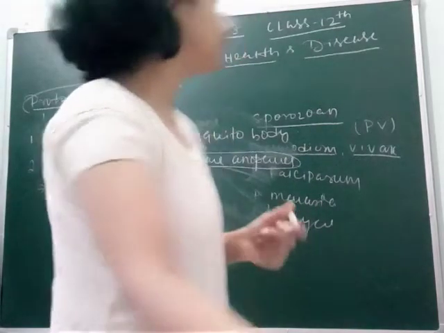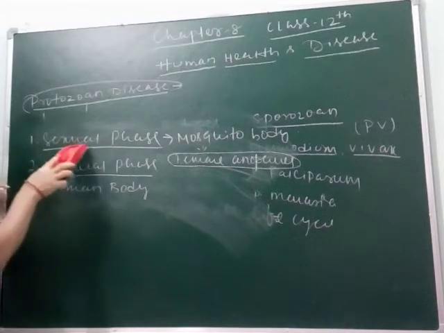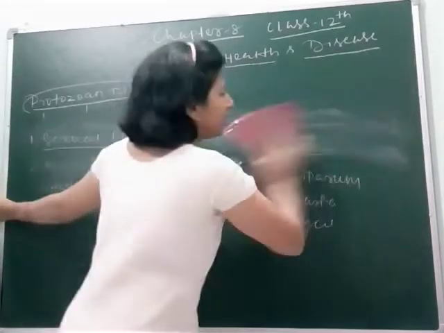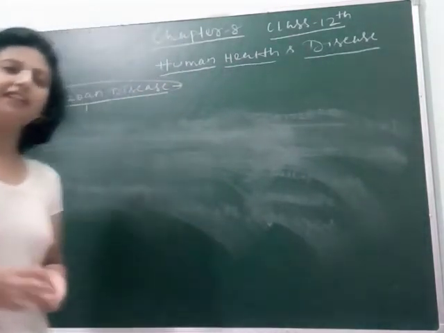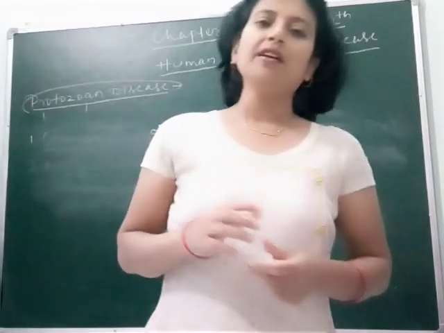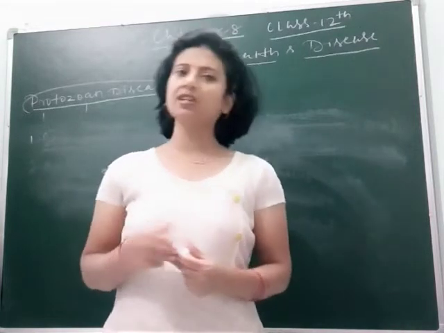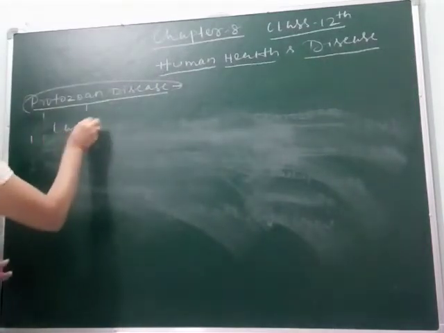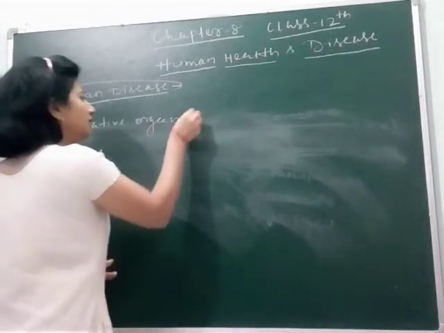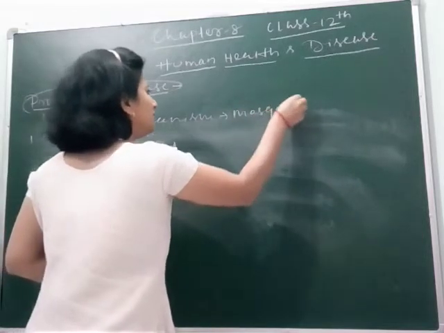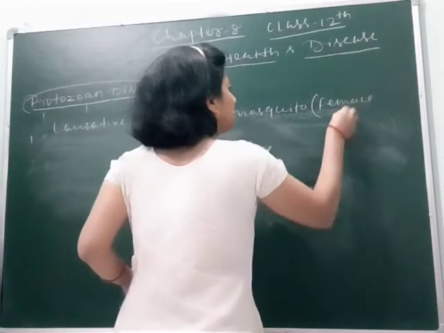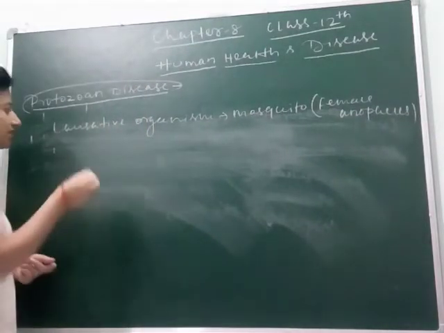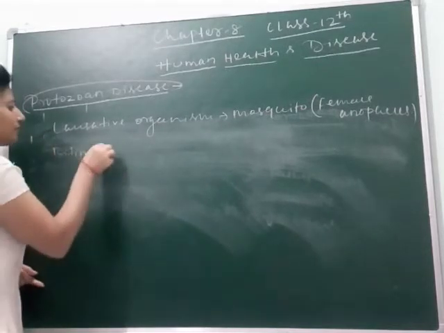Let's understand it in more detail. I have already told you that it completes its life cycle in two phases: sexual inside the mosquito body and asexual in the human body. So how does it complete its life cycle? First, as we know, when we study any disease, we should know the causative organism, the mode of transmission, the symptoms, etc. Here the vector is the female Anopheles mosquito. Then the mode of transmission is the biting of the mosquito.